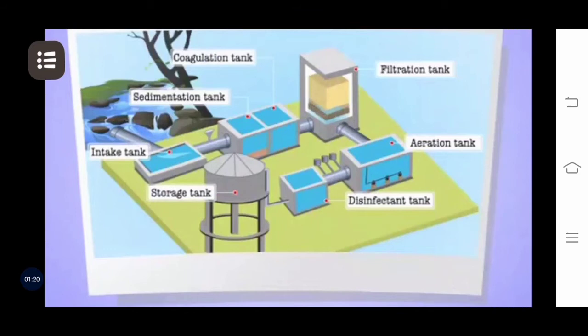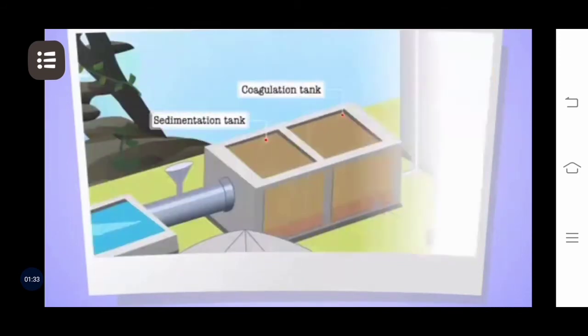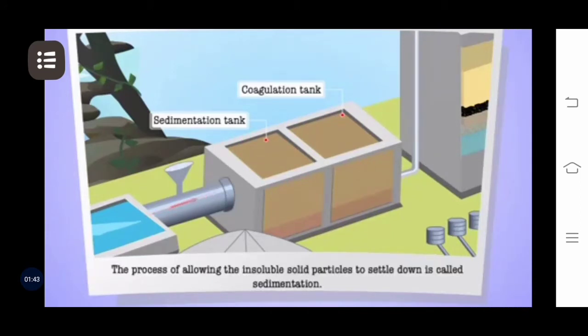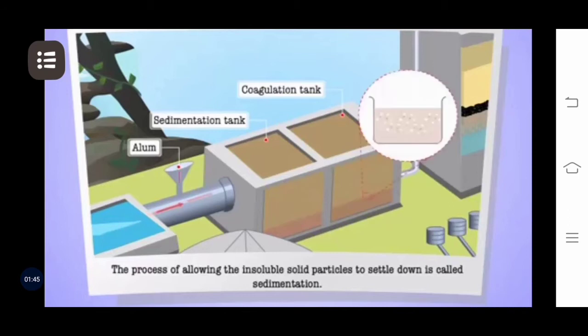Here is a simplified diagram of a water treatment plant. Fresh water from the rivers and lakes is taken through pipes to large water treatment plants for purification. In the first stage of purification, water is pumped and stored in large sedimentation tanks. Alum is commonly used as a coagulant which forces tiny particles of dirt to stick together and settle down.